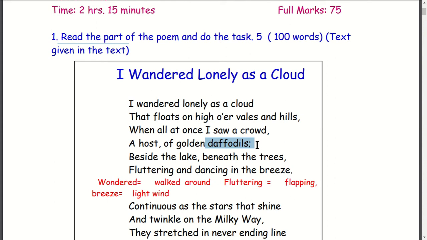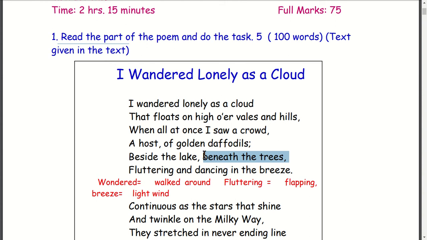So to heighten the beauty of the flowers, the poet has used the word golden there. Where were the flowers flowering? Beside the lake, beneath the trees. Beneath means under. Lake generally means a pond or a lake, like Rara Lake. Beside means on the side of the lake, beneath the trees means under the trees.